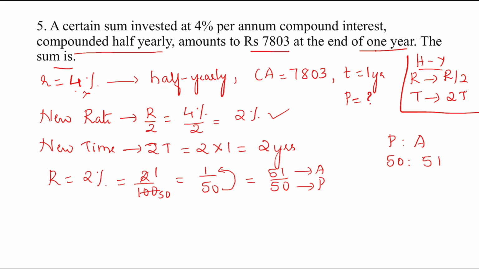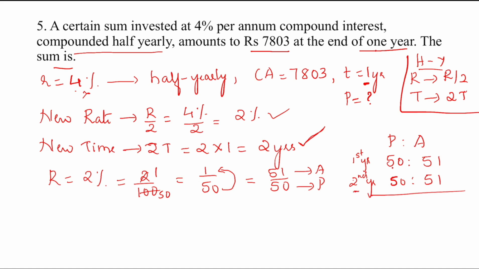So this is for the first year. But we want it after 2 years, because this is our new time, not this. So at the end of the second year, how much will it be? Again 50 is to 51. For the second year we have to multiply again. So the total principal is how much? 50 into 50, because at the end of 2 years, as I have told you, we have to square it.